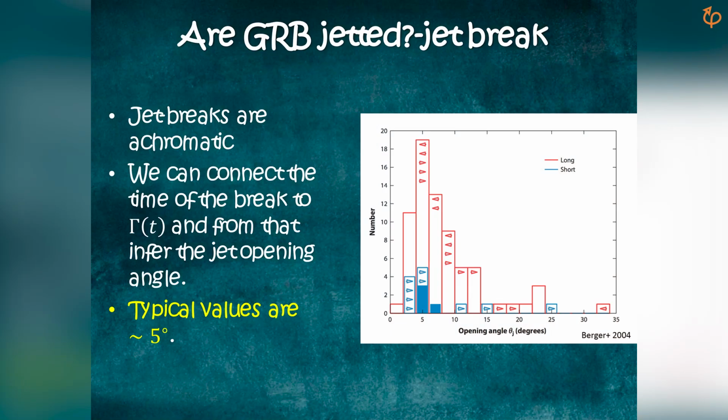So when I do that and I'm looking at gamma ray bursts, what I see is that the typical values of an opening angle are about 5 degrees. So the size of the jet is about 5 degrees. It is definitely not a spherical explosion.